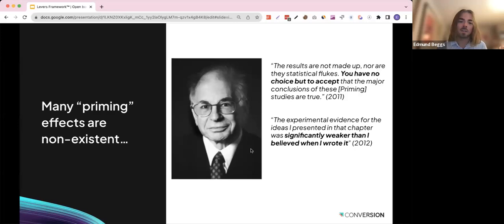In 2011, Kahneman wrote, "The results are not made up, nor are they statistical flukes. You have no choice but to accept that the major conclusions of these priming studies are true." And as soon as 2012 he had to concede the experimental evidence for the ideas he presented in that chapter was, quote, significantly weaker than he believed when he wrote it.